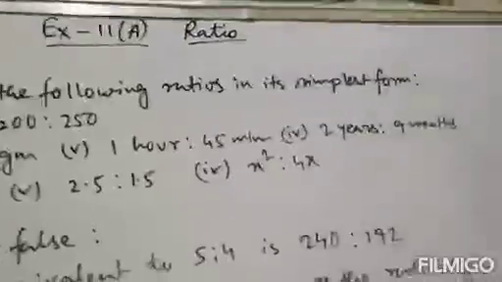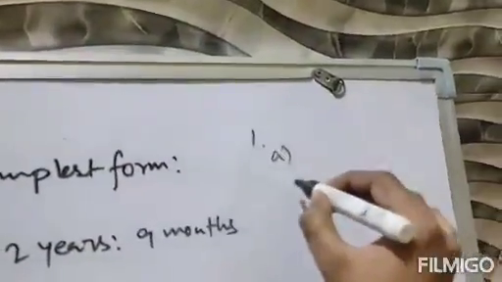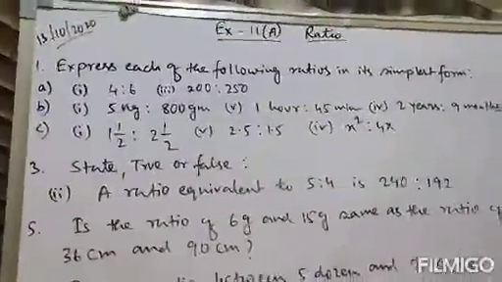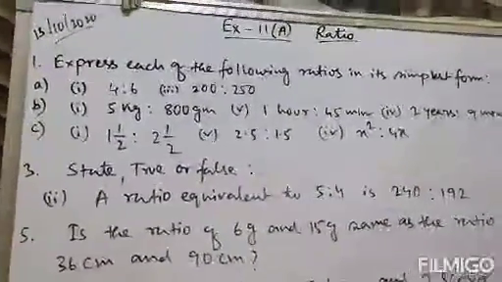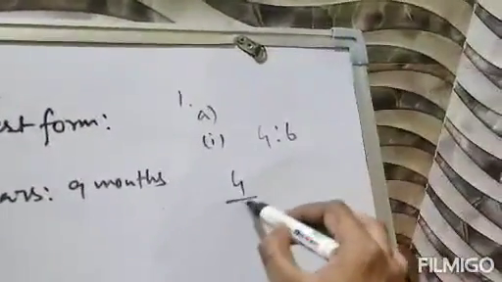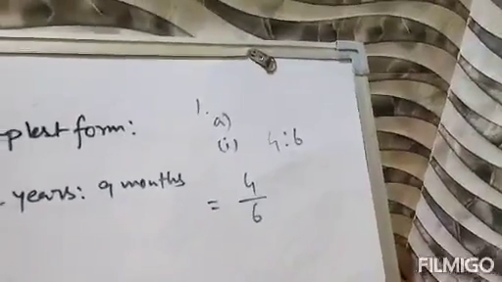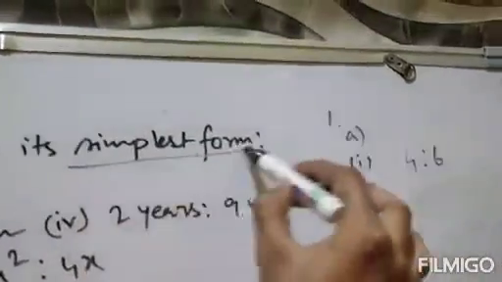We will now move to the exercise. Question number 1. 1a, question 1. The instruction says express each of the following ratios in its simplest form. Number 1, 4:6. So we have to express this ratio in the simplest form. 4:6 means 4/6.